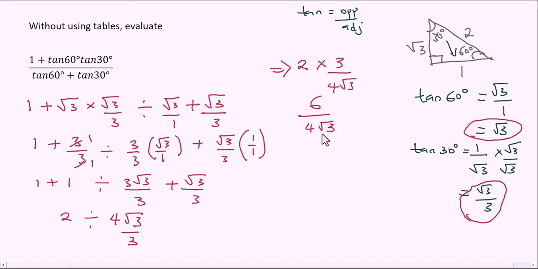But the challenge here, we can't have root as the denominator. So let's rationalize. So we can say, okay, let's cancel that. 2 here is 2 and 2 here is 3. So we'll have 3 over 2 root 3.